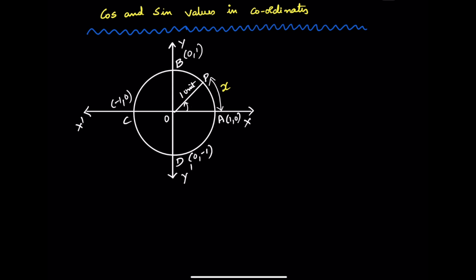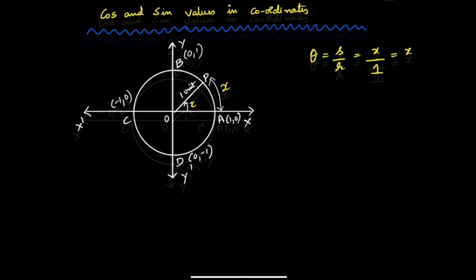Now we know that theta, which is the angle formed here, is equal to S by R. Here S is equal to X and R is the radius 1. So theta is also equal to X. So now we can consider the length of the arc and the angle formed at the center both to be X.